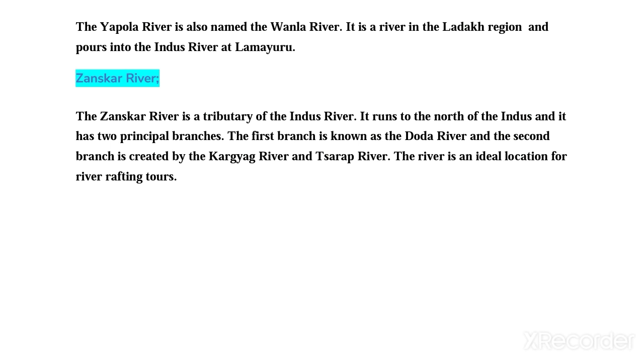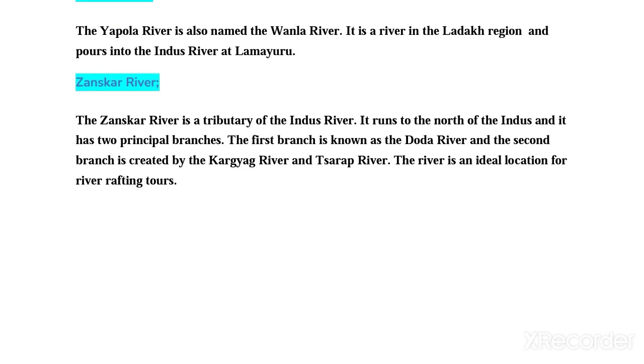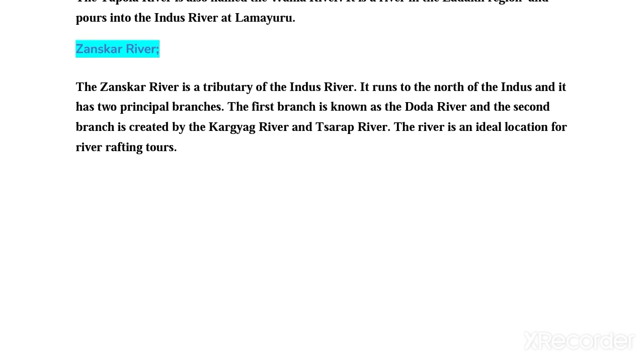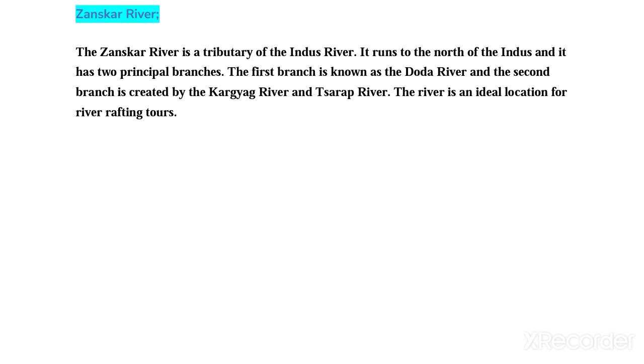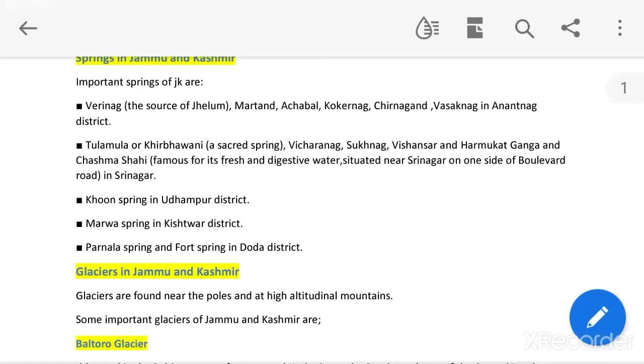Zanskar River. Zanskar River is a tributary of Indus River. It runs to the north of Indus. It has two principal branches. The first branch is known as Doda River and the second branch is created by the Karyag River and the Sarab River. The river is an ideal location for river rafting tours.